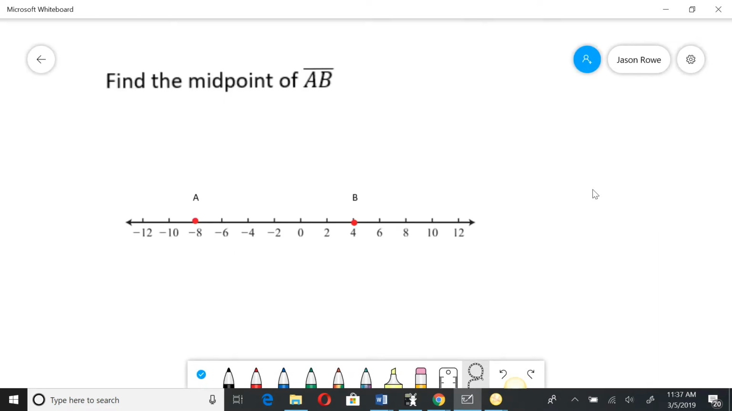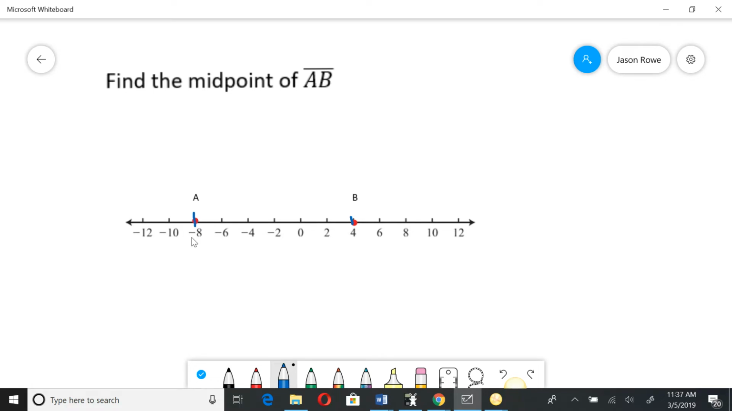So here's our first example. We're going to focus on this line segment that would go from A to B, so from right here to right here. And we're going to find the midpoint of the segment. So how do we find a midpoint? Well, the midpoint is basically the average of the coordinates of these 2 points.